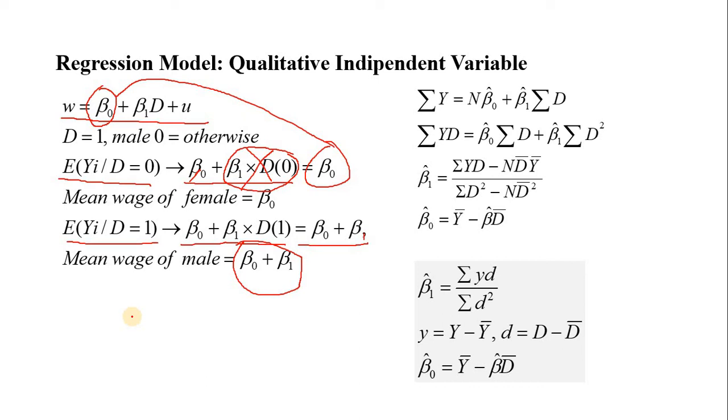Then what is beta 1? It's a difference. Beta 1 will be the difference between male and female in the wage rate. That's why we call it the differential intercept coefficient. Then how can we measure this beta 0 and beta 1?